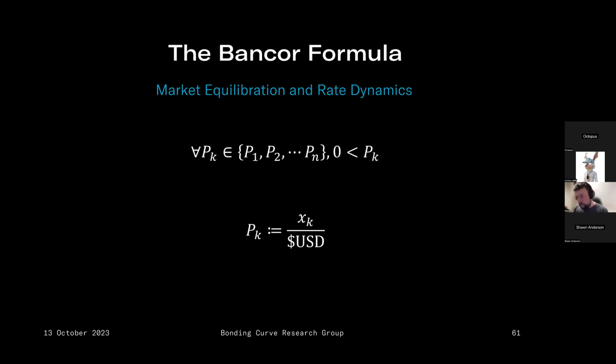The way that I'm going to define the price of something is that whatever that token's identity is, right? If this is BNT or Gearbox or whatever it happens to be, I'm going to let the price be denominated such that it's the number of that token that you get per US dollar. Right.